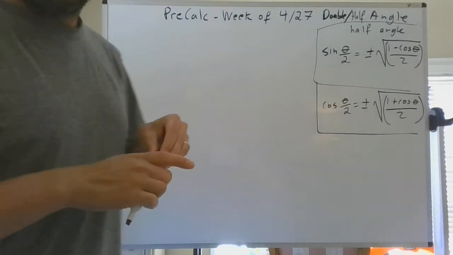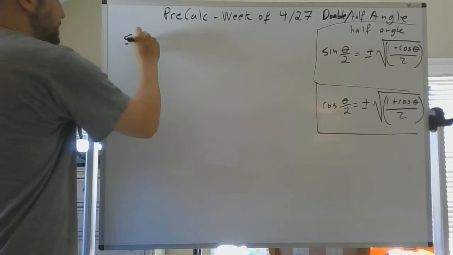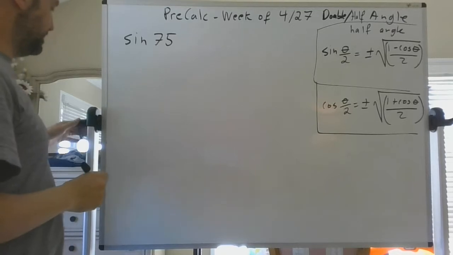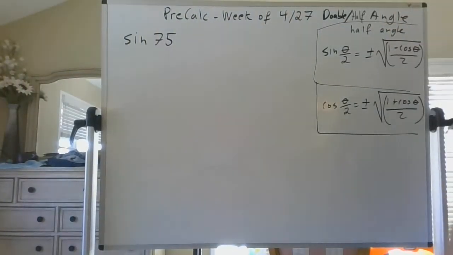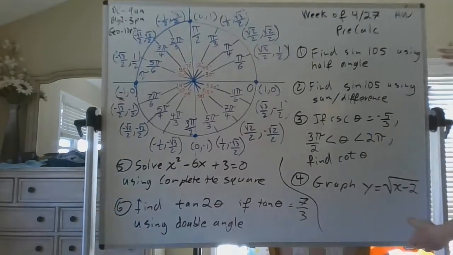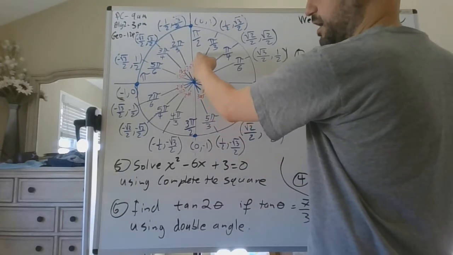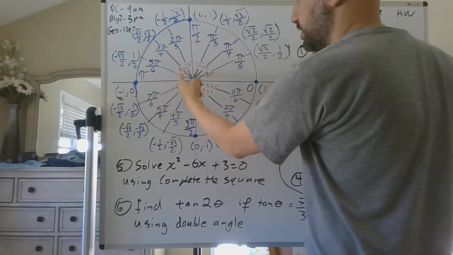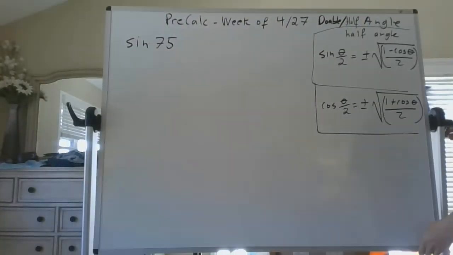Okay. So first thing, the directions will ask you to use half angle. So sine of 75 is what we're going to try to find. Sine of 75. We do not have 75 degrees here. Yeah, 75 degrees is not here on our unit circle. However, we do have 150, simple, 75 times 2. So half of 150 is what we want to find, because half of 150 would be 75.